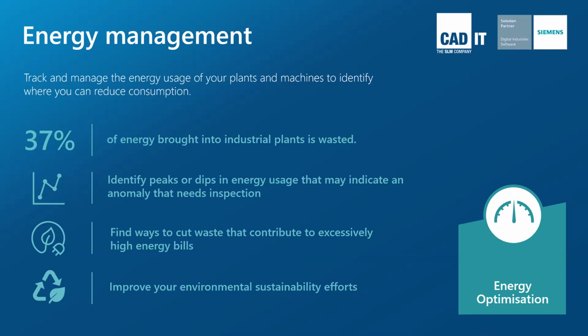Over time, this has typically seen a 37% waste in industrial plants. This is over a third of the energy that comes into plants that's been wasted because of inefficient use of equipment. So by connecting this equipment and having that information, you can make decisions to reduce that waste and reduce the costs. So you can identify peaks and dips in your energy usage and indicate anomalies.